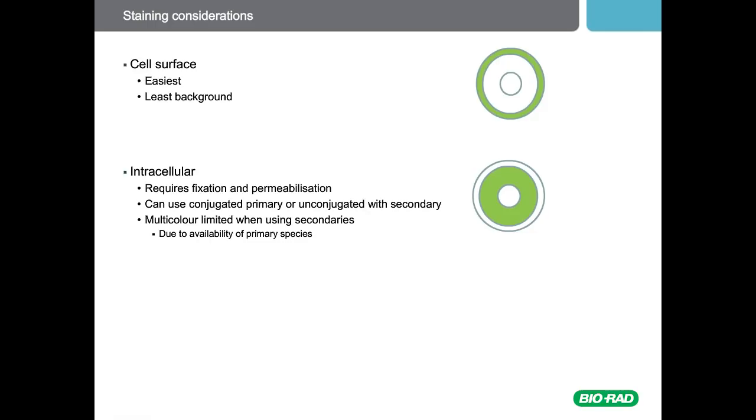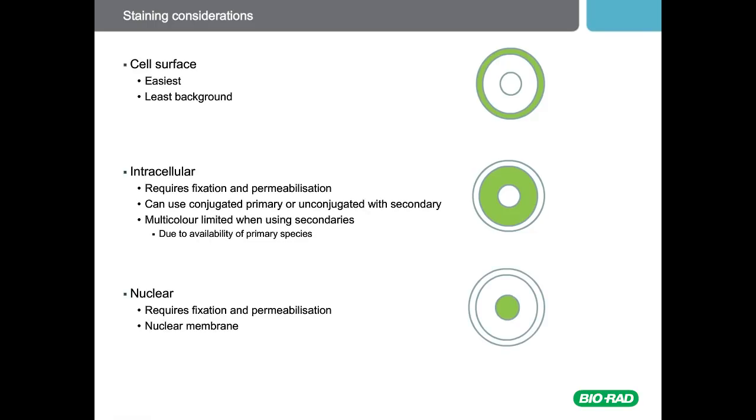Finally, there is nuclear staining. This can be useful to determine cell cycle as well as nuclear localized epitopes. Nuclear staining, like intracellular staining, also requires fixation and permeabilization.